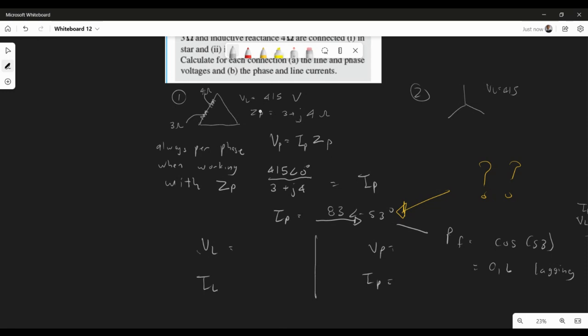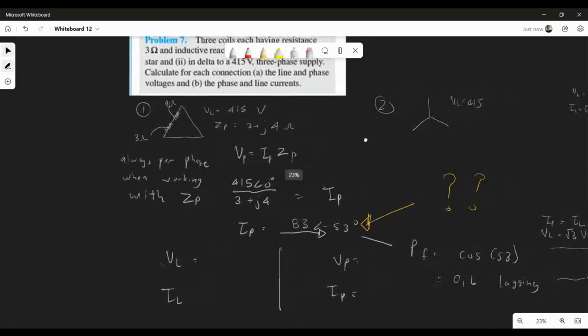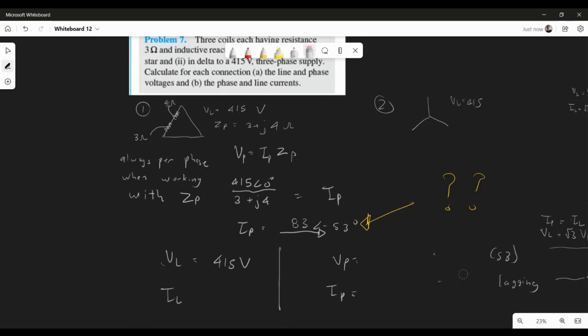So for a delta connection, the line voltage is 415 volts, and your phase voltage is also 415 volts, right? We know this. Your phase current is 83 amps, right? And what will be your line current? Is it 83 amps as well?